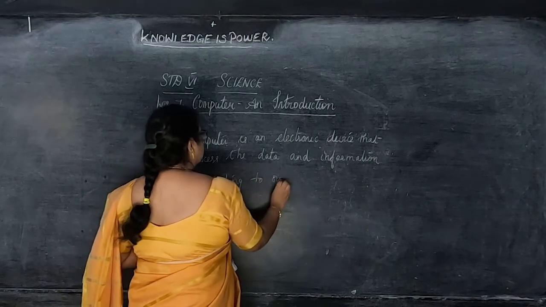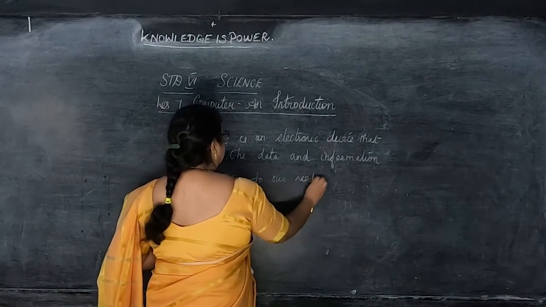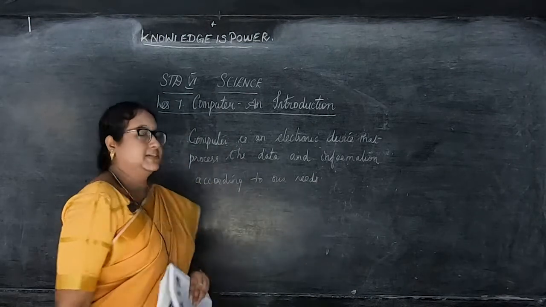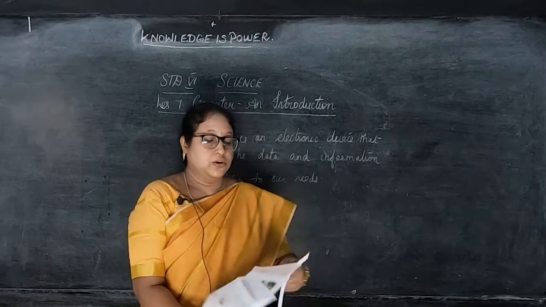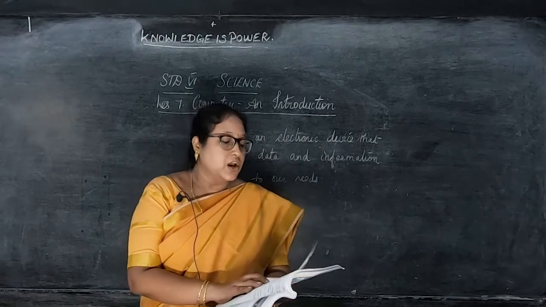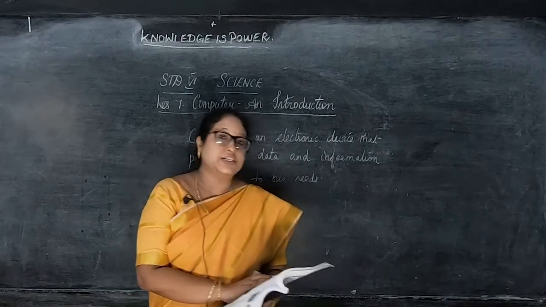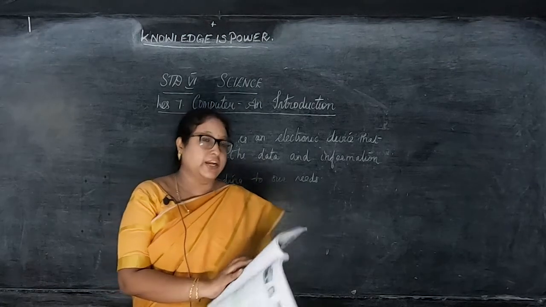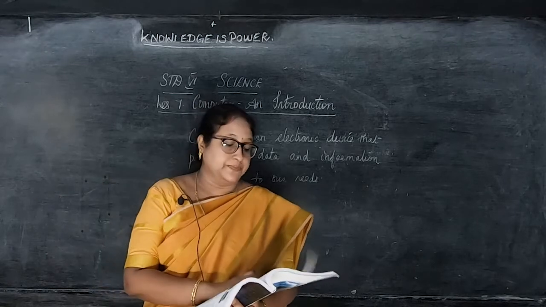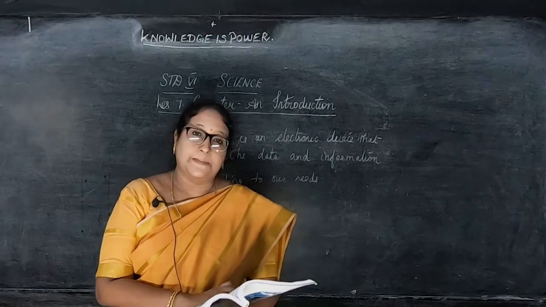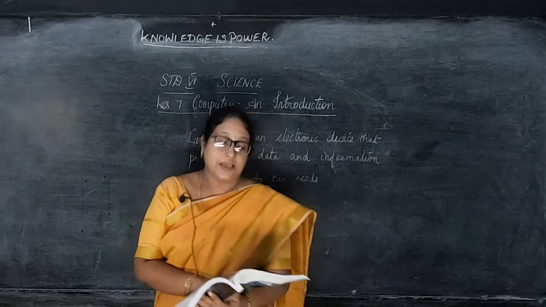Okay, children. So what is a computer? It's an electronic device that processes data and information according to our needs. Now we can save the data and convert it into information. Computers are used in many ways.